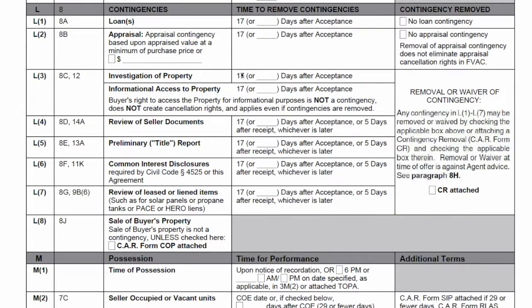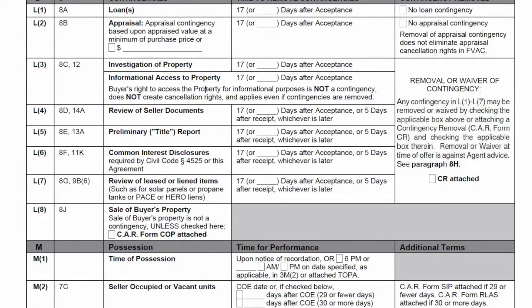Then you have 17 days down here for investigations, which include getting access to the property, just general investigations, reviewing the seller's documents, reviewing the title report, HOA docs, if there's a solar panel, for example, reviewing those docs, what commitment you're taking on by assuming a solar lease or something to that effect. You can reduce or increase that number here.